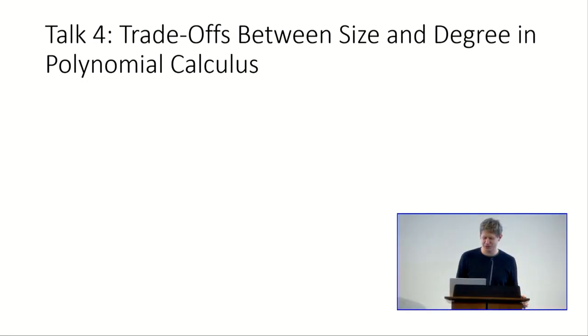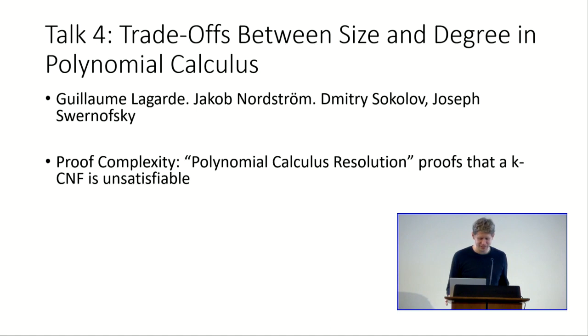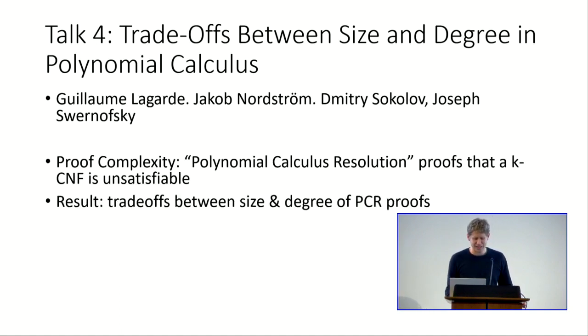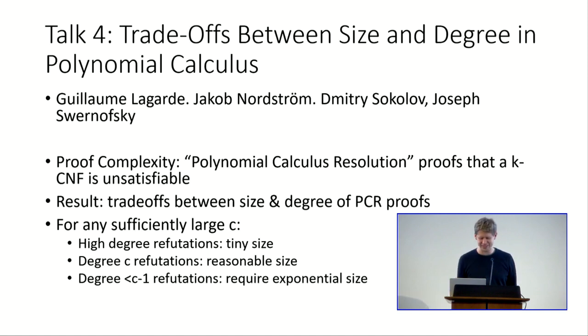The fourth talk will be a talk on trade-offs between size and degree in polynomial calculus by Lagarde, Nordström, Sokolov, and Swernofsky. And this will be a proof complexity talk about something called polynomial calculus resolution proofs. Usually in this setting of proof complexity, you're trying to prove that something like a k-CNF is unsatisfiable. And the results that they present are some trade-offs between the size and the degree of proofs in this proof system. So their headline result is something like: for any sufficiently large c, if you have really high degree refutations, they can't have really short proofs. Degree c refutations can be a medium size, but if you have lower degree refutations, they have to have exponential size. So there's some trade-offs here to be made between the size and degrees of these proof systems.